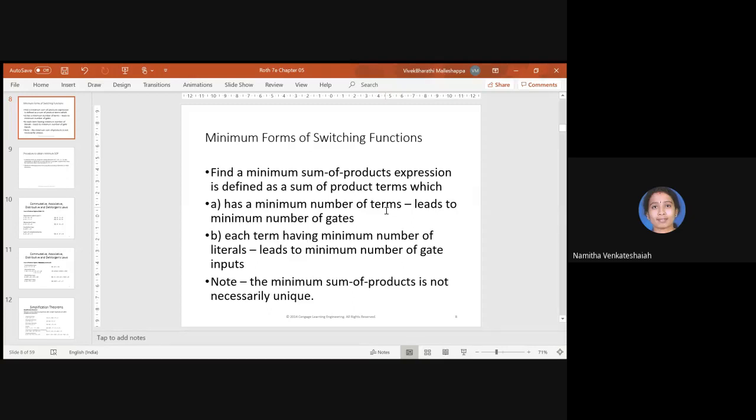Are you understanding? You have a two input AND gate, you have a two input OR gate. Similarly, you can have multiple input gates also. So we always prefer to have fewer inputs and fewer gates. Why do we want fewer inputs and fewer gates? Because it is economical. You can save money. You obtain the same effect using a similar circuit with fewer gates and fewer inputs.